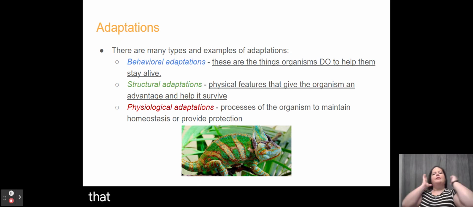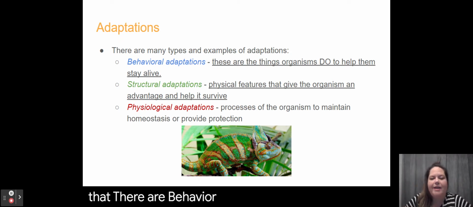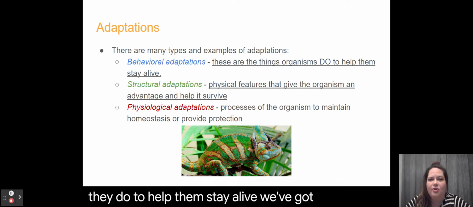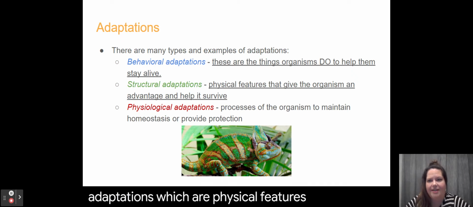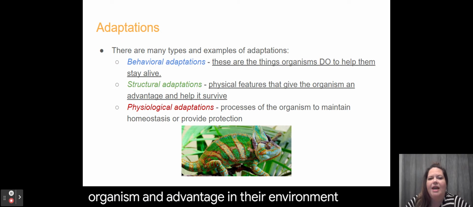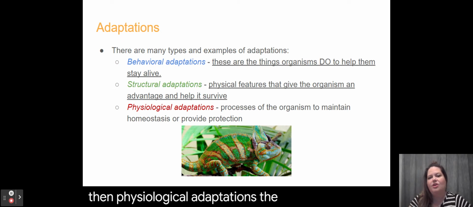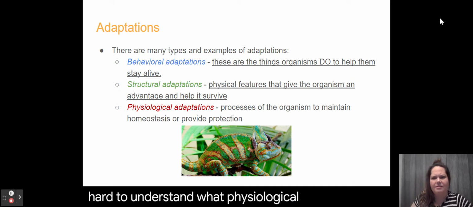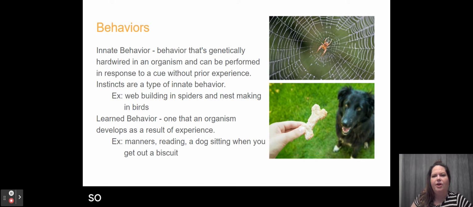All right, there are different types of adaptations. There are behavioral adaptations. These are the things that organisms do, things they do to help them stay alive. We've got structural adaptations, which are physical features that give the organism an advantage in their environment. And then physiological adaptations, these are processes of the organism to maintain homeostasis or provide protection. I like to think of the physiological ones as like the chemical reactions, because that's kind of hard to understand what physiological means.